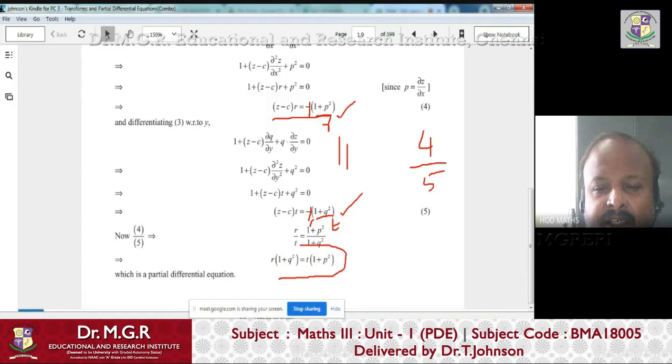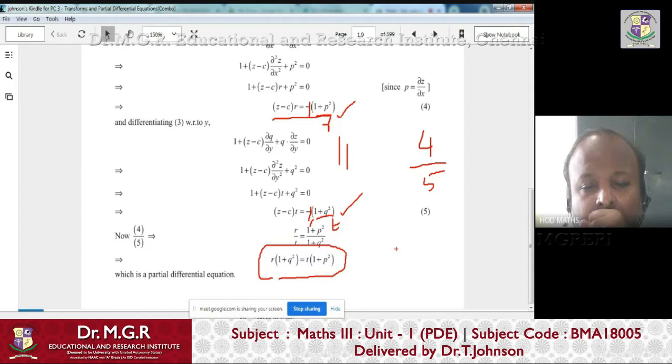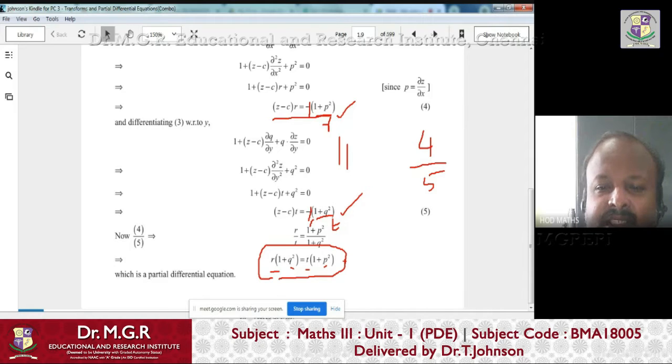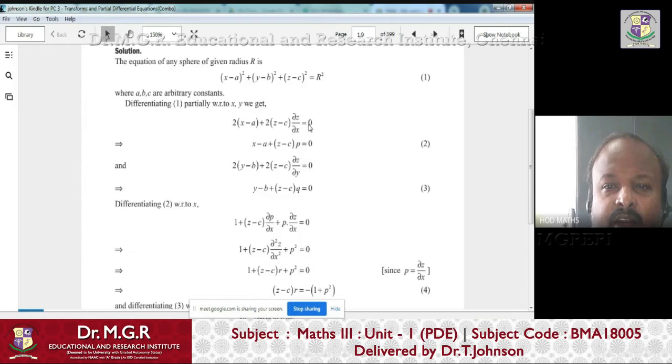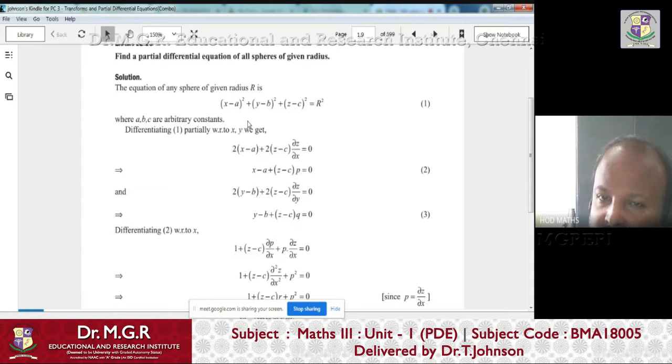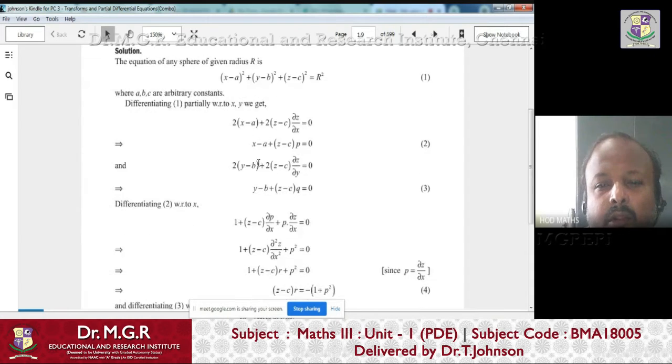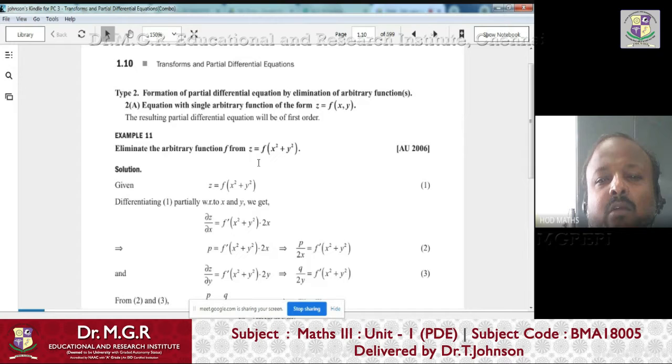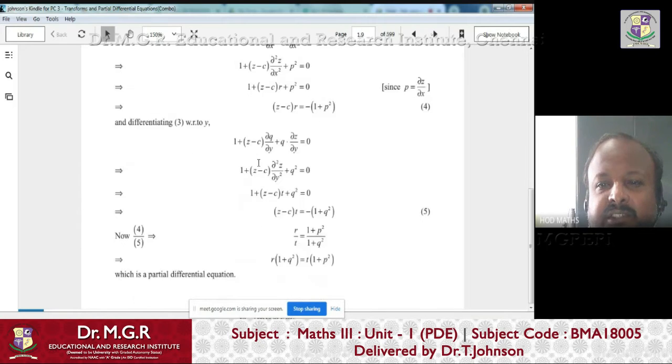And in this relation, we have only derivatives. P and q are first order derivatives, R and t are second order derivatives, and there are no arbitrary constants. So this is a second order PDE corresponding to your original function, that is (x minus a) the whole square plus (y minus b) the whole square plus (z minus c) the whole square equals r square. Right? So in this manner, you can form PDE for lots of functions.